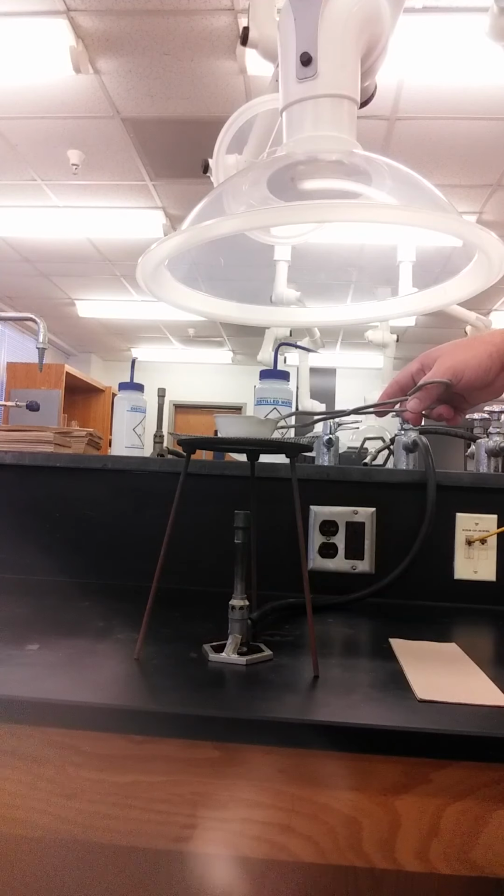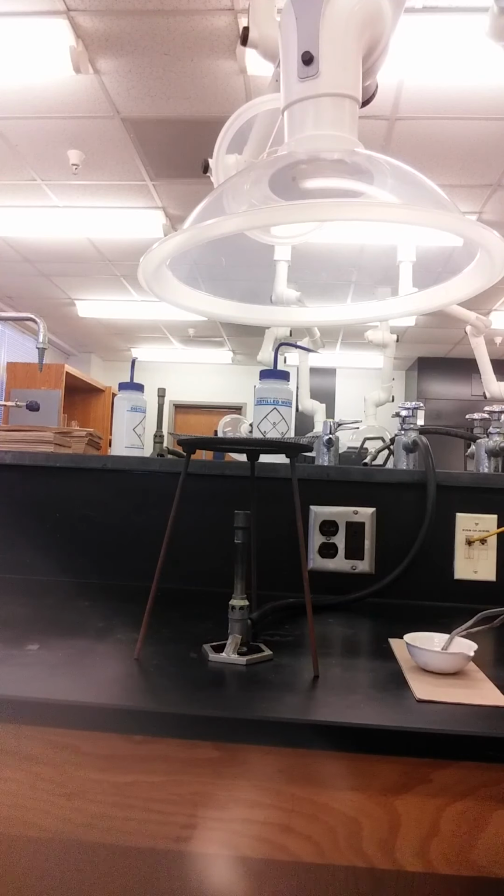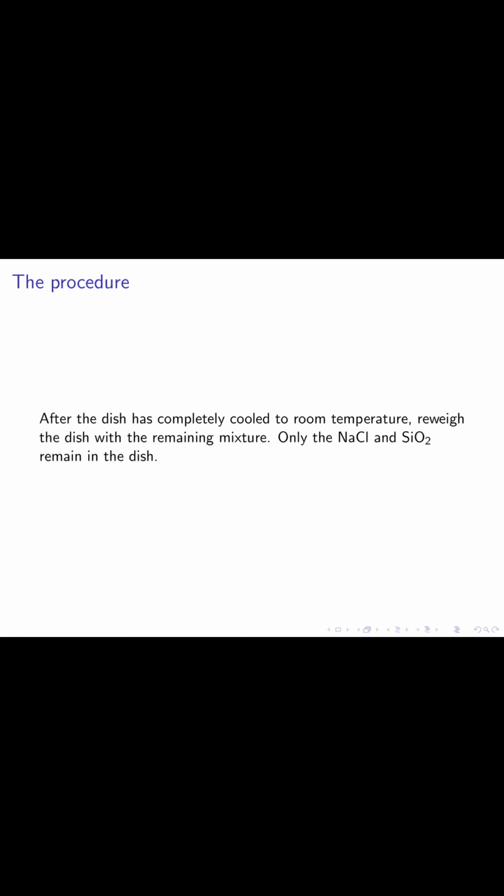After it is cooled for about 5 minutes, carefully remove the dish using crucible tongs and place it on a paper towel on the workbench. Once the dish is completely cooled to room temperature, reweigh the dish with the remaining mixture. At this point, only the sodium chloride and the silicon dioxide remain in the dish.